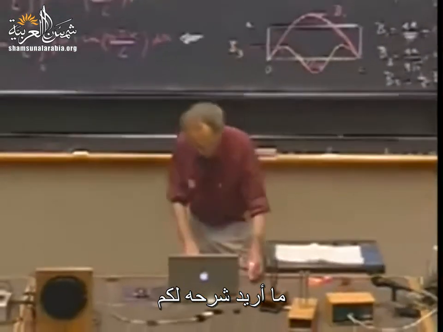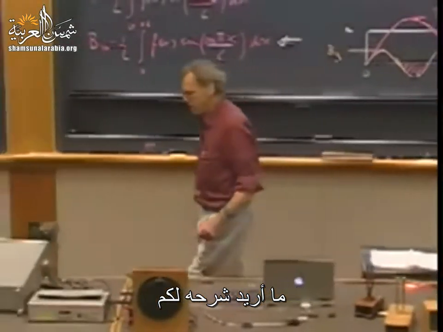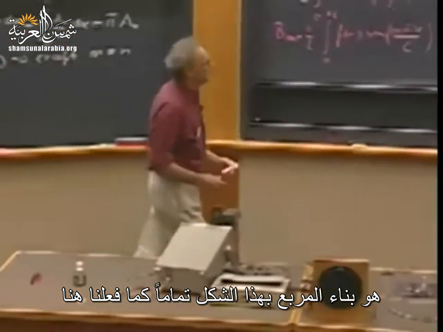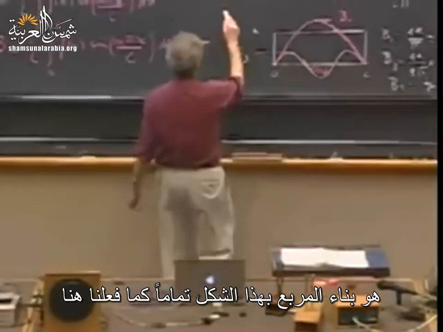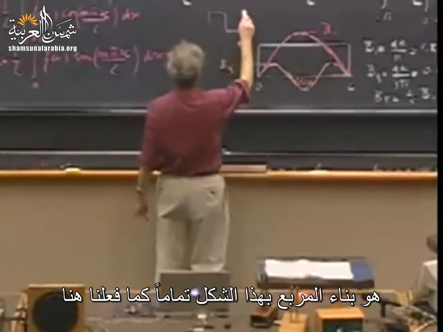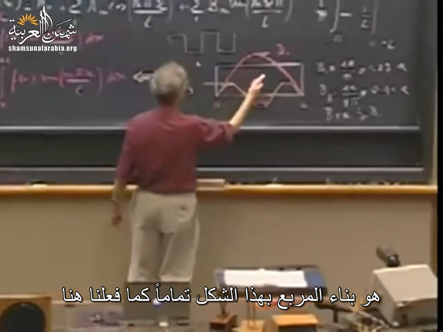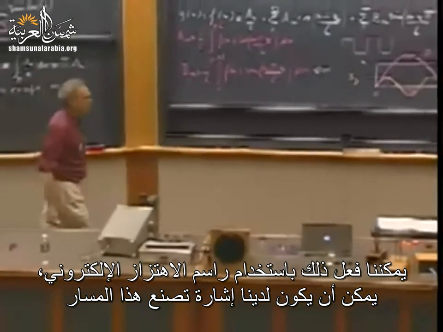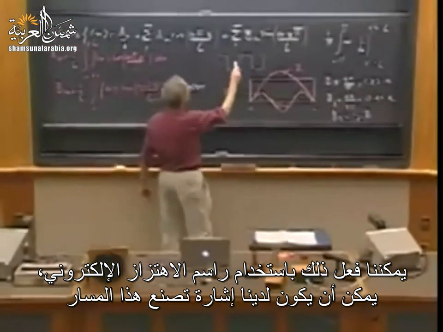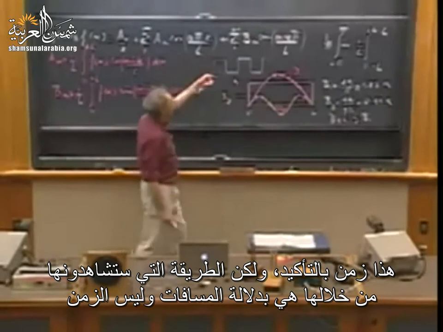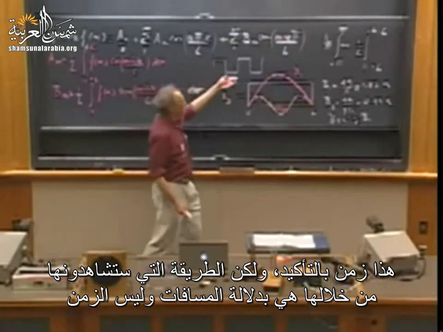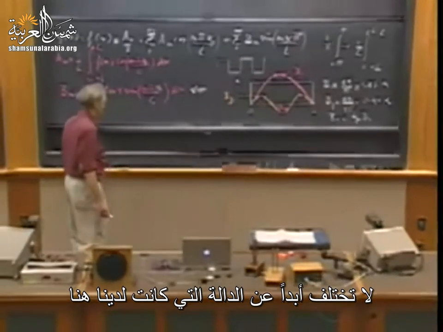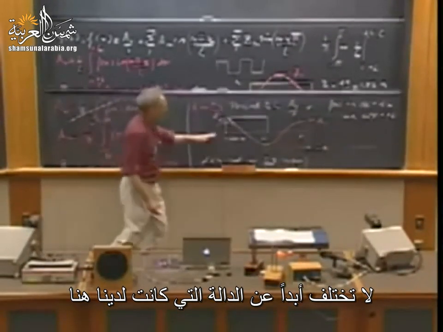And what I will demonstrate to you is making a square, and we will make it like this, just like we did here. We can do that on an oscilloscope. We can have a signal that makes this trace. Admittedly, this is time, but the way you will see it, it is space, so you can think of it as being space. It's no different from the function that we had.